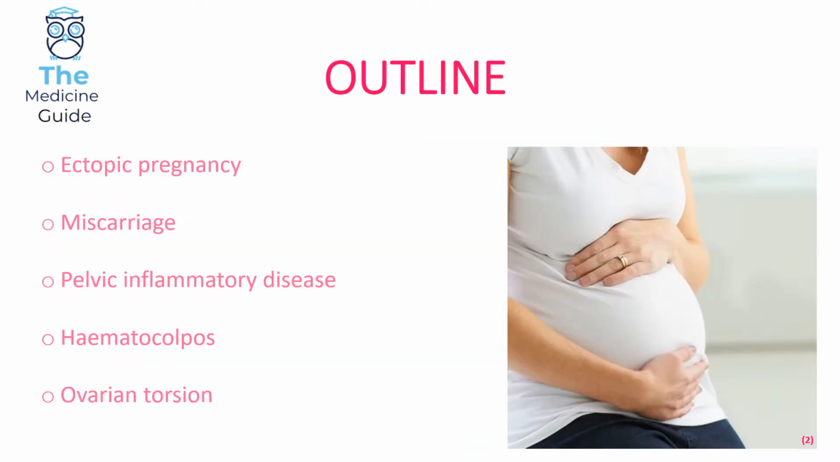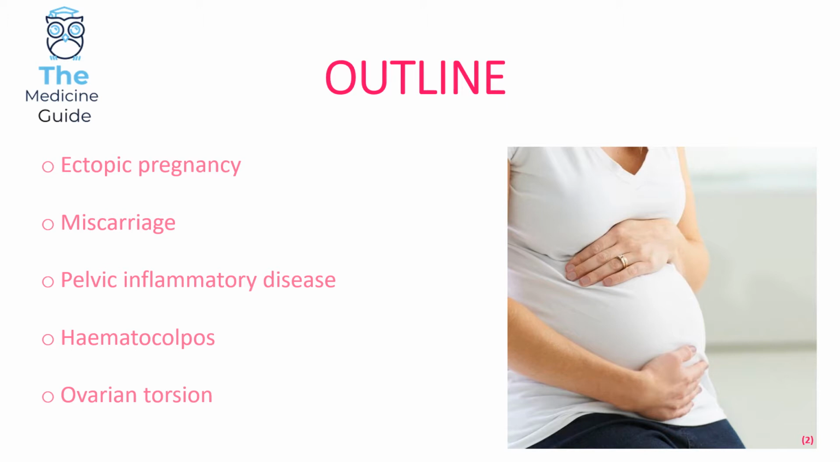So let's begin. In today's video I'll be focusing upon ectopic pregnancies, miscarriage, pelvic inflammatory disease, haematocolpos, and finally ovarian torsions. Any one of these diseases can crop up as part of the Obs and Gynae SBAs, or it might even crop up as one of the surgical SBAs as a cause of acute abdomen. So it's quite important that you're comfortable with each of these diseases, and I'll go through some of the key points that you need to remember in order to get high marks in your final exams.